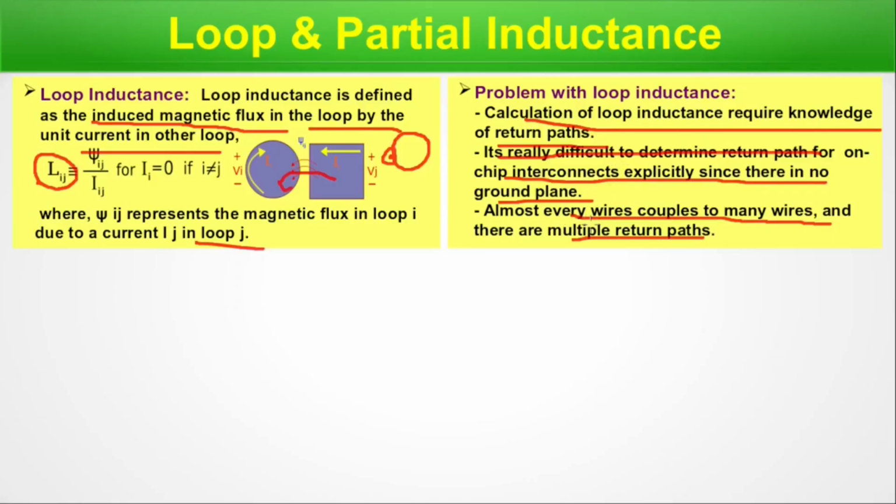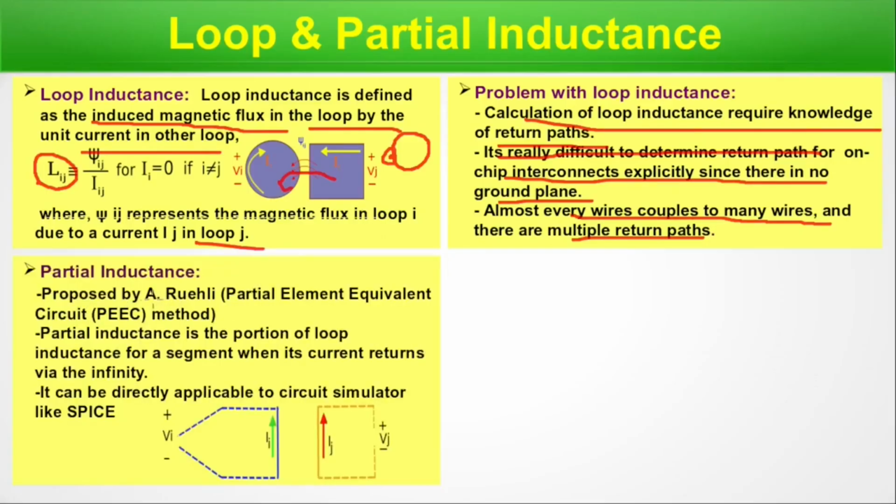Almost everywhere is coupled to many wires, and we will see that inductance is basically a long range effect. For capacitance, we can consider the nearby elements, but for inductance, the effect decreases very slowly with distance. So there is a complex 3D geometry, and in that situation, confirming a return path is difficult. So what we do is take partial inductance into consideration.